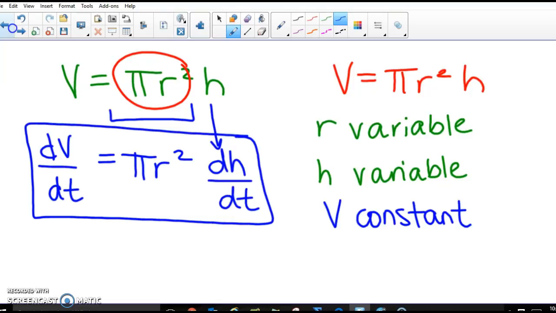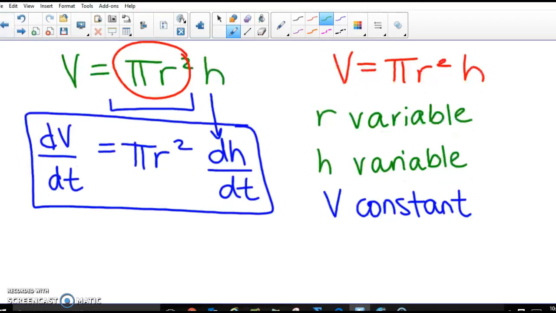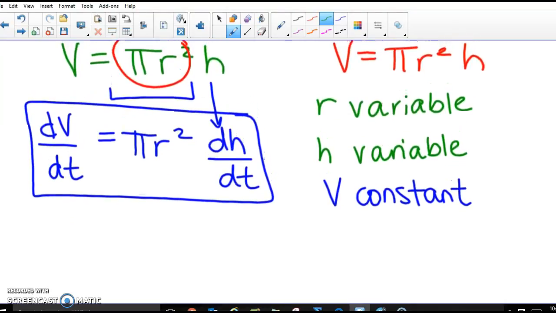So I have some cylinder, and maybe it's being pushed down or expanded in some way, where the volume of it is remaining the same, but the value for the radius and the height are changing. So I'm going to find the derivative where I treat V like a constant, r and h like variables.